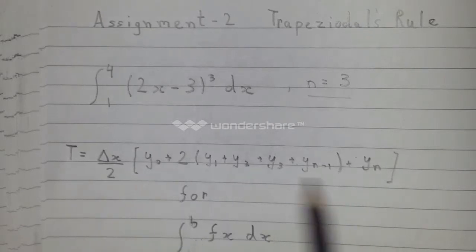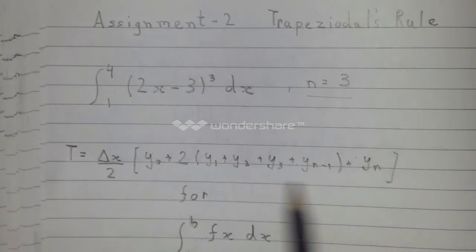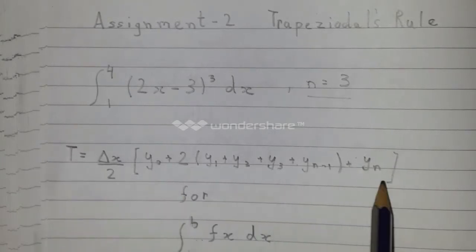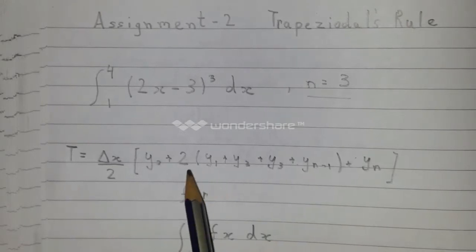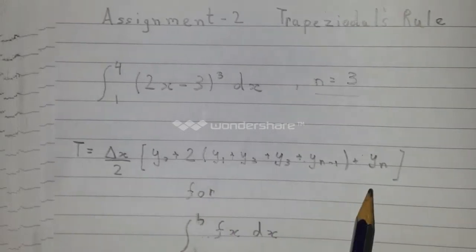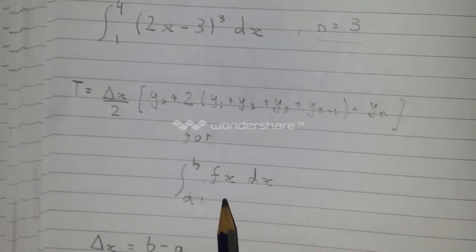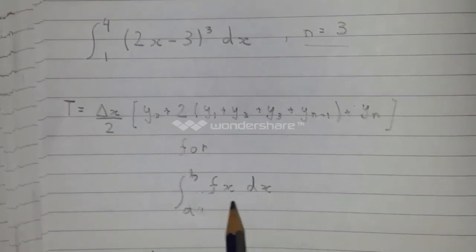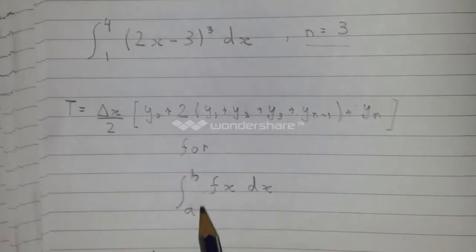Now, moving onwards, what is the general formula for the trapezoidal rule? That is mentioned here. T equals change in x by 2, and in brackets we have a summation of y naught, yn, and everything in between multiplied by 2. Now this can be applied for any function in this particular format, f(x), which is being integrated with respect to x with limits b and a, the upper limit being b and the lower limit being a.